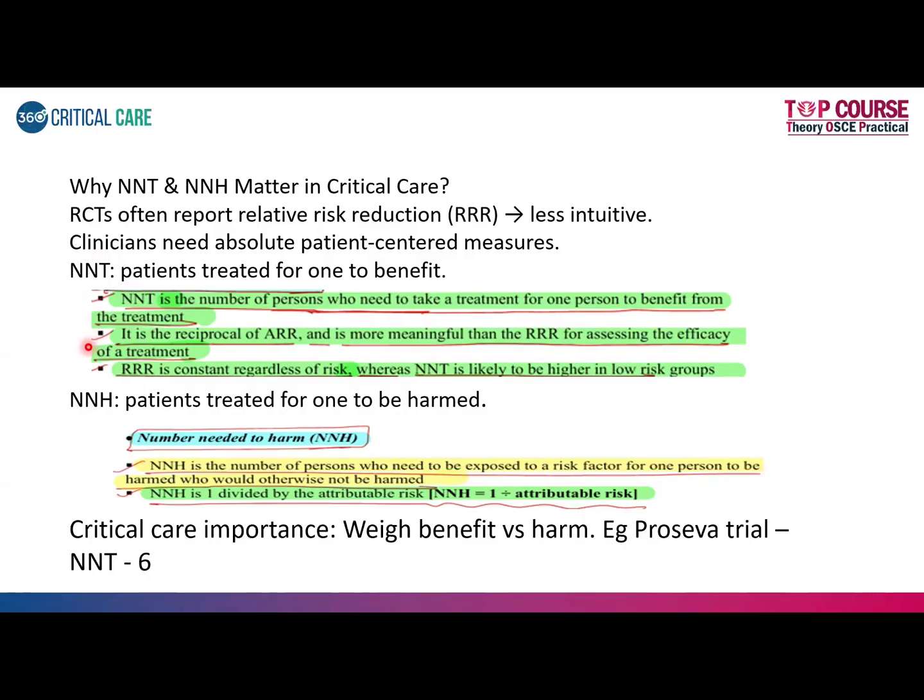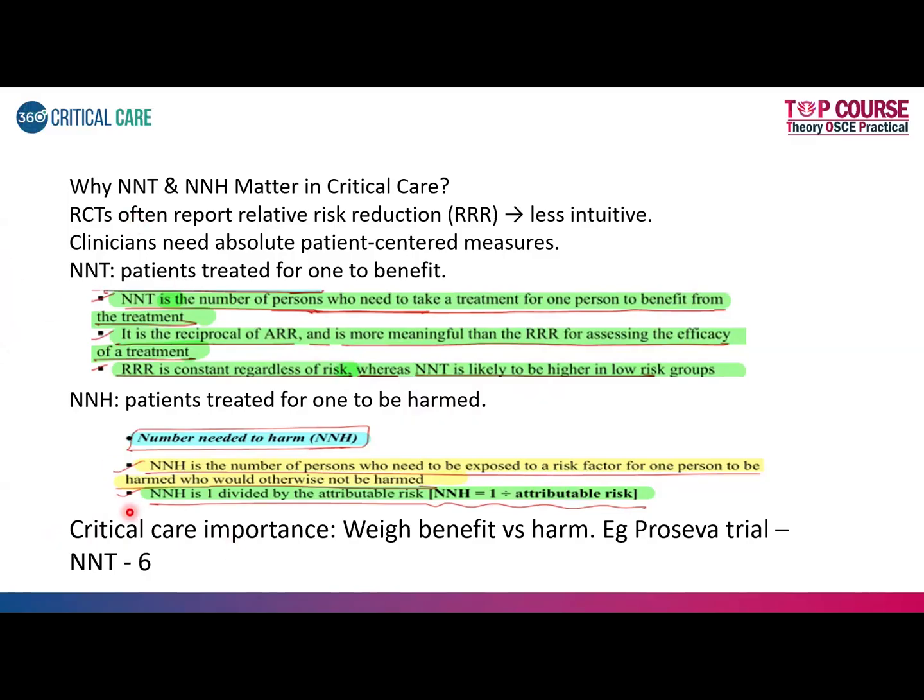So number needed to treat is actually the reciprocal of the absolute risk reduction, while number needed to harm is the reciprocal of attributable risk, or absolute risk increase. And it is more meaningful than the relative risk for assessing the efficacy of a treatment. The relative risk is essentially a constant, regardless of whether the risk is there or not, but the NNT is likely to be higher in a low risk group.